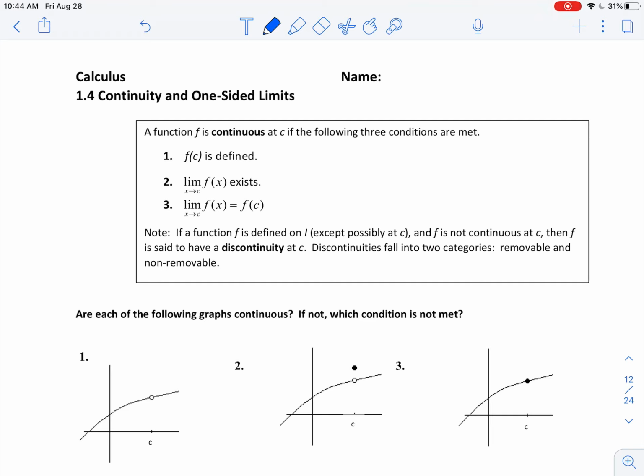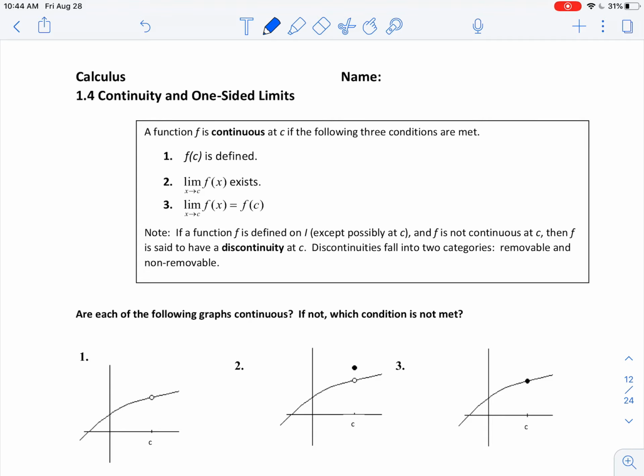Continuity: a function is continuous at C if the following three conditions are met. First of all, C is just some number x. They use that a lot in calculus. First of all, f of C is defined. A point has to be there. Second, the limit as x approaches C of f of x exists. So the limit has to exist and a point has to be there. And the last one, the limit as x approaches C of f of x equals f of C. What that means is the limit and the point are the same thing.